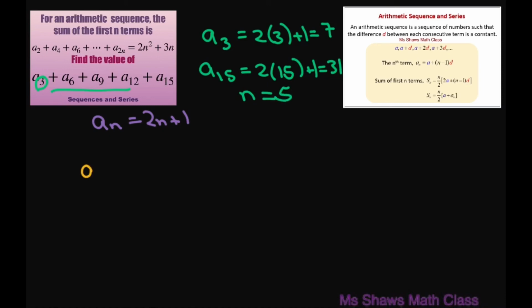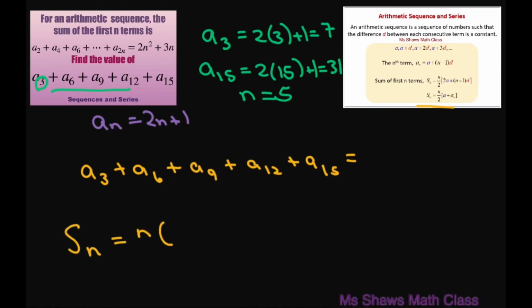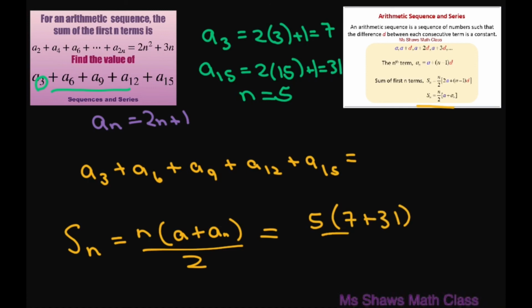So we're going to take a sub 3 plus a sub 6 plus a sub 9 plus a sub 12 plus a sub 15. I'm using this formula here: S sub n equals n times the first term plus the last term, divided by 2. So for us, that's going to be 5 times 7 plus 31, divided by 2, and this equals 95.